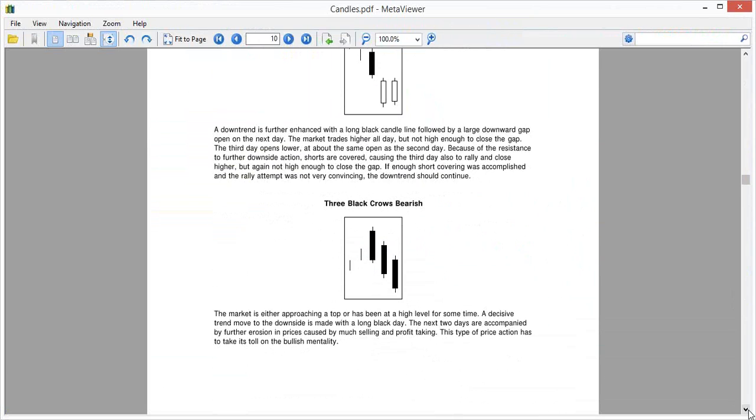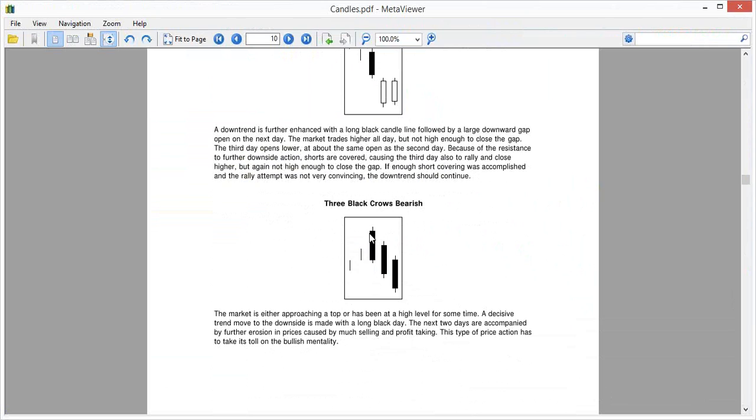Three black crows, bearish. The market is either approaching a top or has been at a high level for some time. A decisive trend move to the downside is made with a long black day. The next 2 days are accompanied by further erosion in prices caused by much selling and profit taking. This type of price action has to take its toll on a bullish mentality.